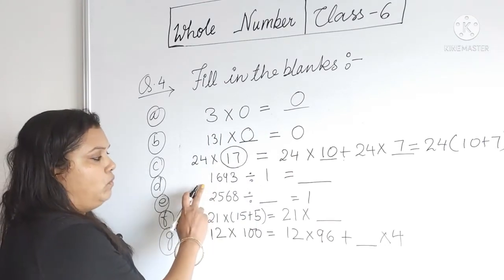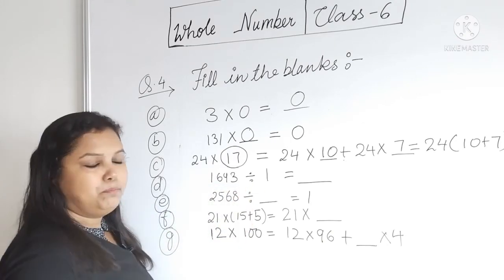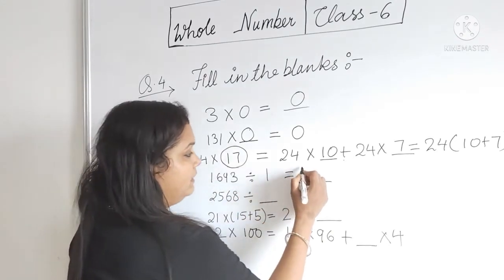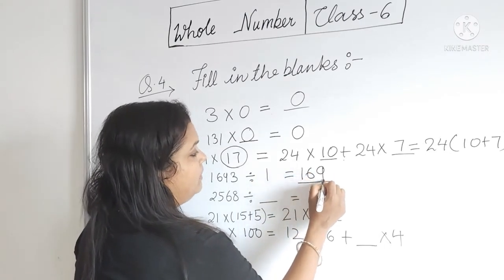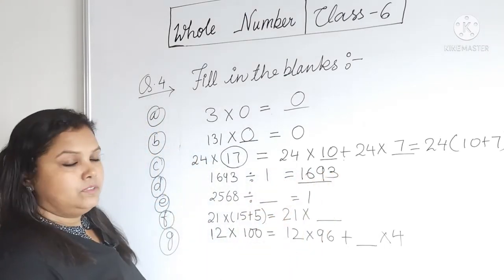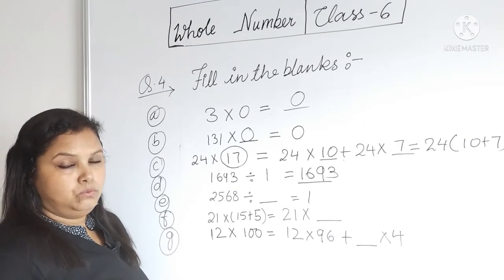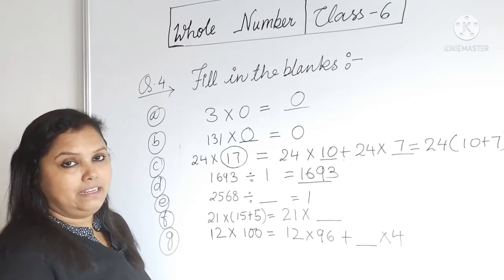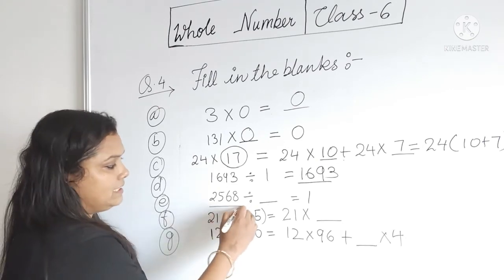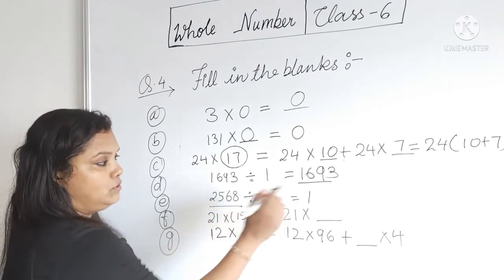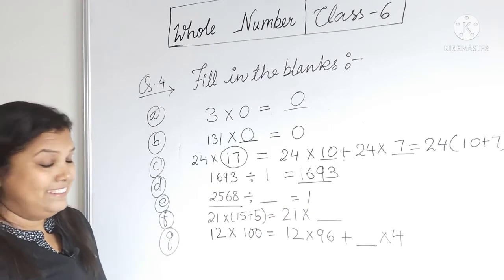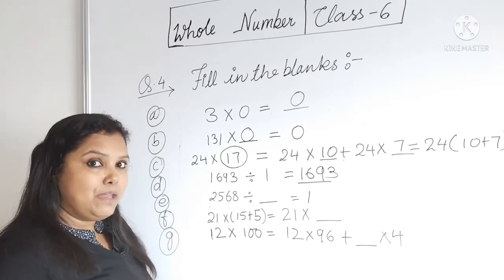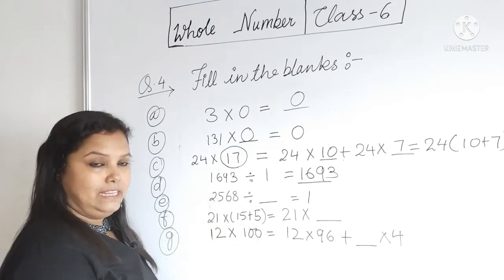Now when we divide any number by 1, what are we going to get? We are going to get the same number. 2 divided by 1 is 2. 4 divided by 1 is 4. 90 divided by 1 is 90, like that. So this divided by what equals 1? When we divide any number by the same number, we are going to get 1.